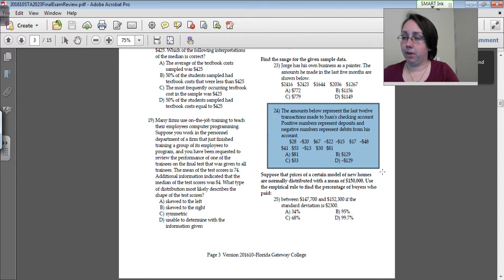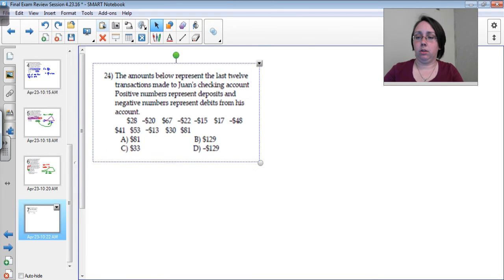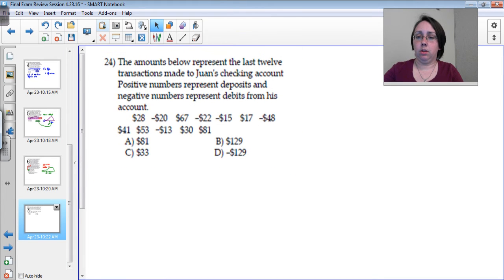All right, the directions up above say find the range. Is that still applying? Yeah, find the range. So how do you calculate a range?